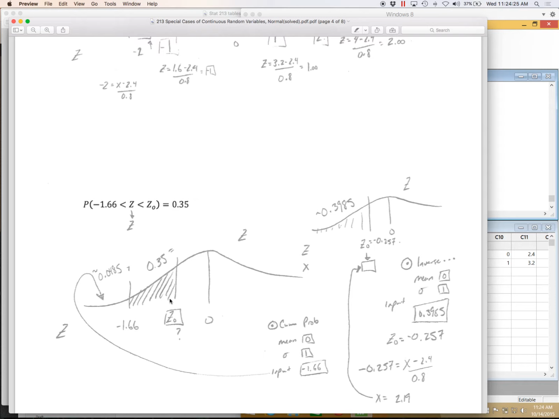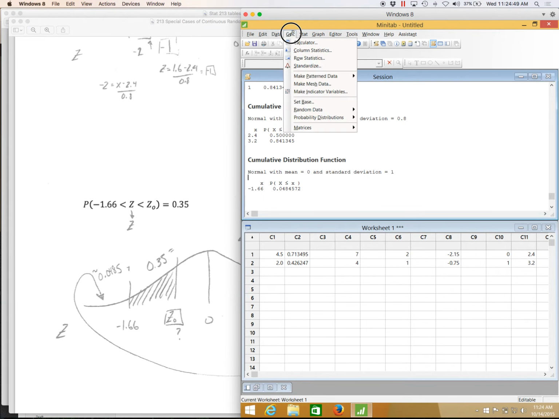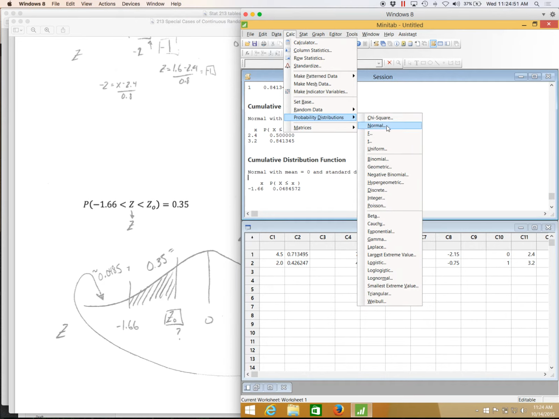So then in total, this area from the start all the way to this point is 0.0485 plus this 35% that was in between these two. How much area is that? If I add these two values up, I now get this picture, 0.3985. So the area from the start, the cumulative area, to this unknown point, Z0, that's the cumulative area. I can do this in Minitab to find out what Z0 is then.